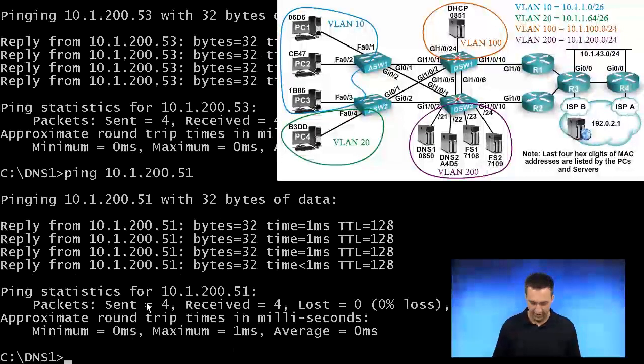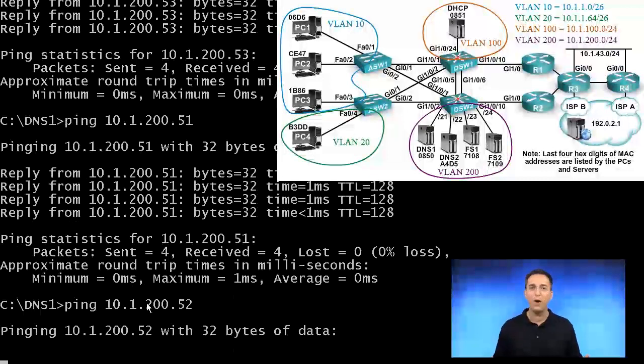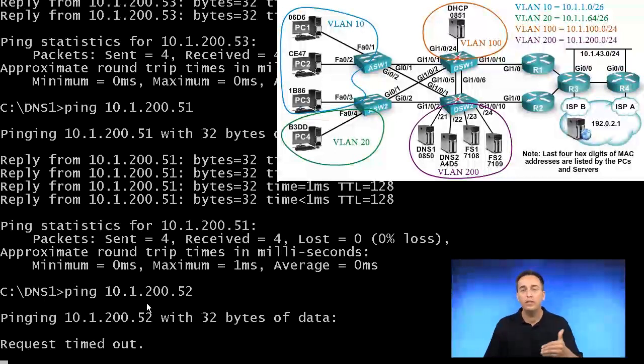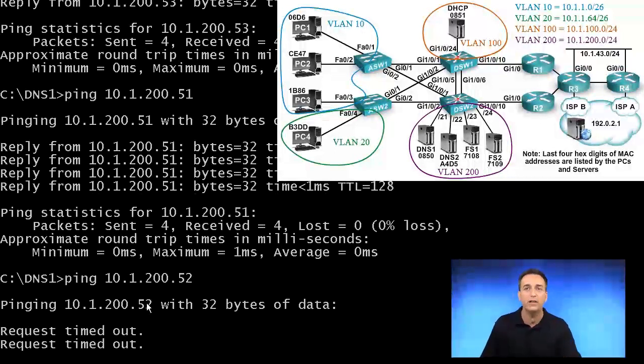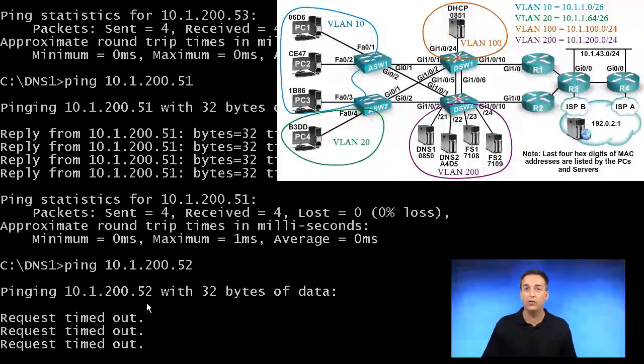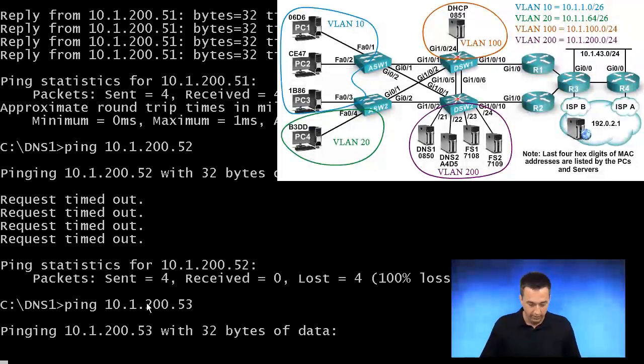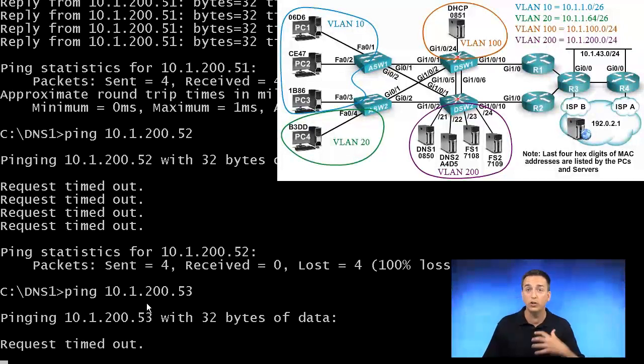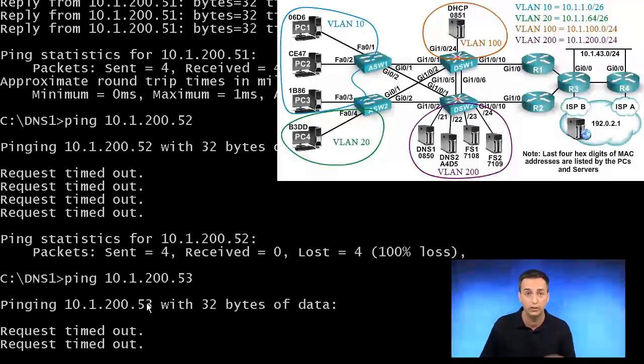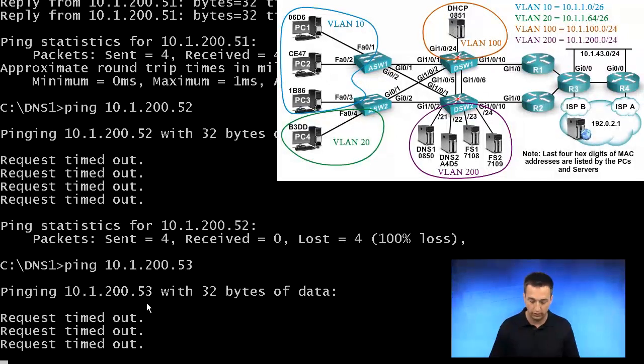Now let's try one of the file servers. 52. Oh, perfect. It fails. That's what we wanted, because DNS1 is in a community VLAN and file server 1 is in an isolated VLAN. So we've prevented communication there. What about between DNS1 and file server 2? Excellent. Fails there as well. So we've accomplished our goal of making sure that DNS1 and 2 can still communicate with each other, and they are not able to communicate with file server 1 or file server 2.